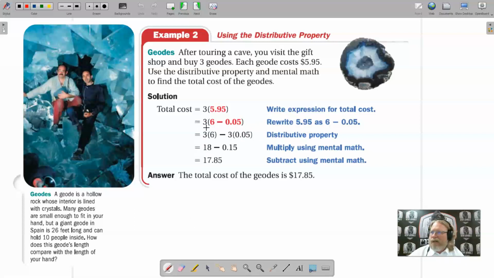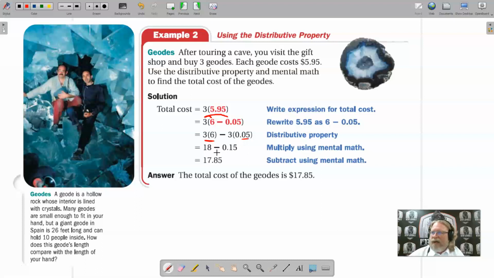So now we're going to rewrite this using the distributive property. The 3 is going to get distributed into the 6, and we have 3 times 6. The 3 also gets distributed to the 0.05, or you might say the nickel. Right there we have 3 times that, and it's subtraction, so we're going to put subtraction between these two as well. All right, so we've got that written out. Now, 3 times 6, well, that's 18. And 3 times 0.05, well, think of this as a nickel, right? 3 nickels is 15 cents. So we end up with minus 15 cents.